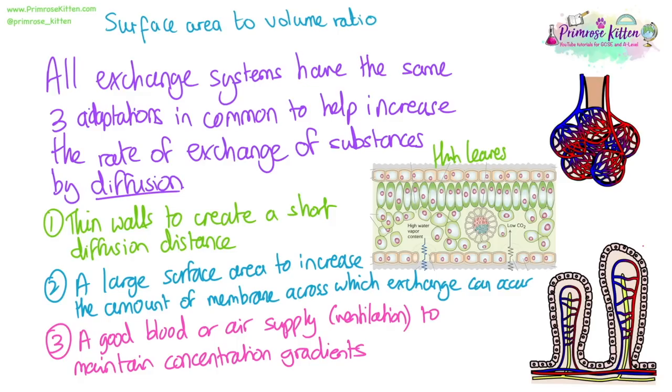So some examples are the fact that leaves are thin, so there's a short distance between the air and the inside of the leaf. We've got the folds of villi in the small intestine, which increase surface area, and structures like the alveoli, which have lots of capillaries around them, which is a form of good blood supply, which will help maintain the concentration gradient. So as we go through this topic and the rest of these slides, you'll notice these same features coming up again and again, because these are adaptations for gas exchange or digestion and the movement of substances across membranes.